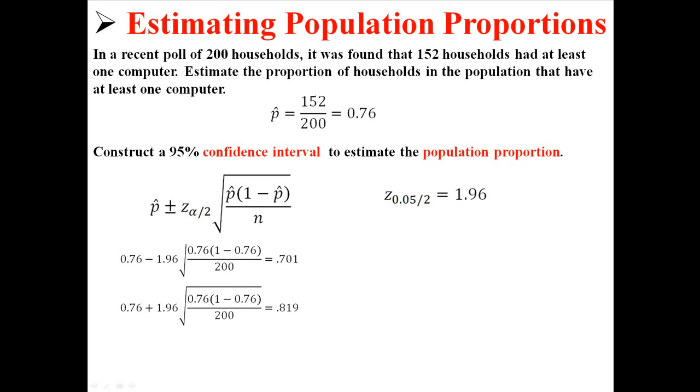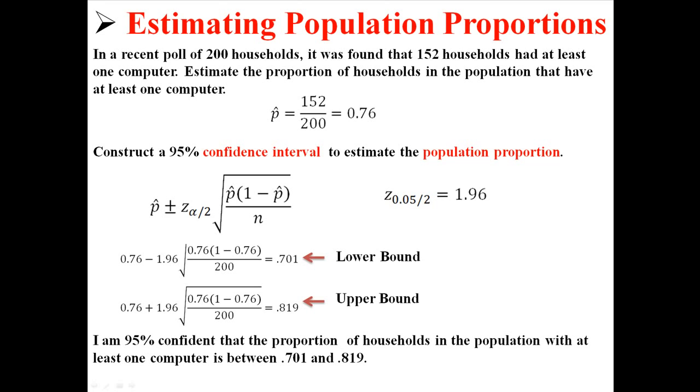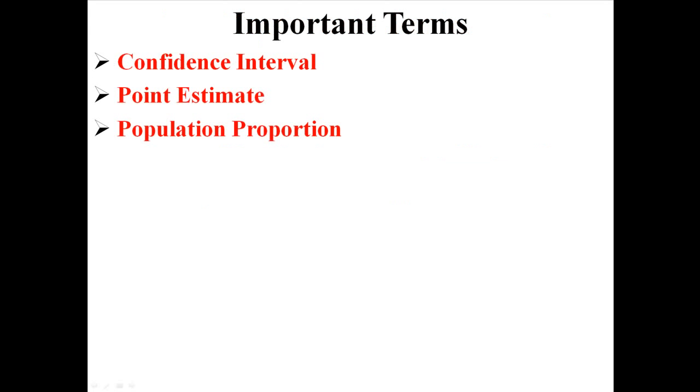So now I'm just going to plug things into the equation. That should be a square root at the top, kind of got cut off. But you can see I put in the 0.76 for the sample proportion. I put in 200 for the size of our sample. And then I put in 1.96 for our z. And I found what we refer to as the lower bound and the upper bound. So for our confidence interval, I am 95% confident that the proportion of households in the population with at least one computer is between 0.701 and 0.819. And that's how you construct a confidence interval around a population proportion.